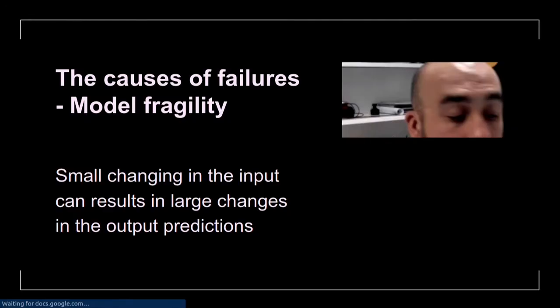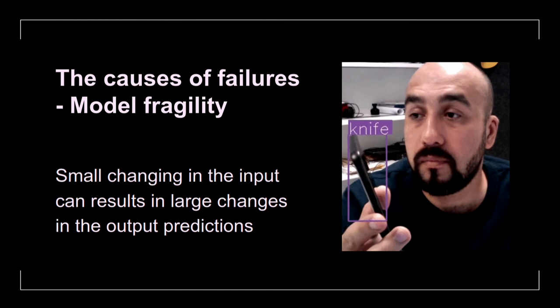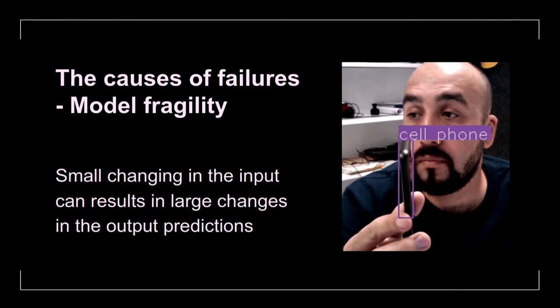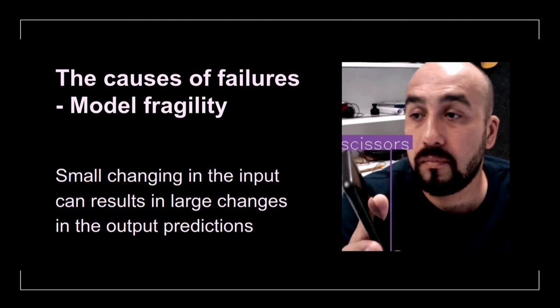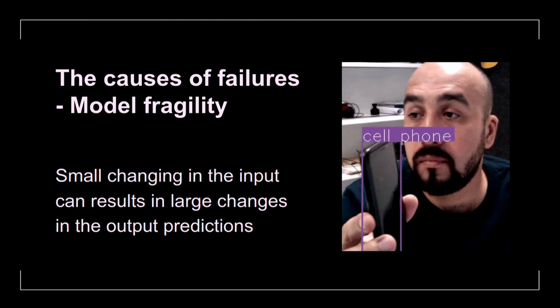Fragility: here, you can see the detection. It's a knife, it's a cell phone. As I move the object, it's a knife now, it's a scissor now. So these models change predictions very quickly as you change the input a little bit. This is just me to make the point. Maybe you can come back and say, okay, you can build something on top of the model to make it better, but reality is they are fragile. They change their prediction with a very small change in the input.